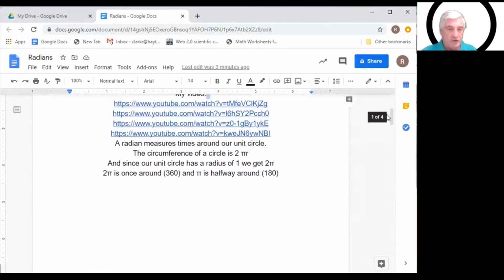A radian measures the times around our unit circle. The circumference of a circle, from elementary school, you know as 2 pi r. And since our unit circle has a radius of 1, we've been able to get rid of the radius in all our equations. And all we can tell you is once all the way around is 2 pi. 2 pi is once around, or 360 degrees. 1 pi is halfway around our circle, or 180 degrees.